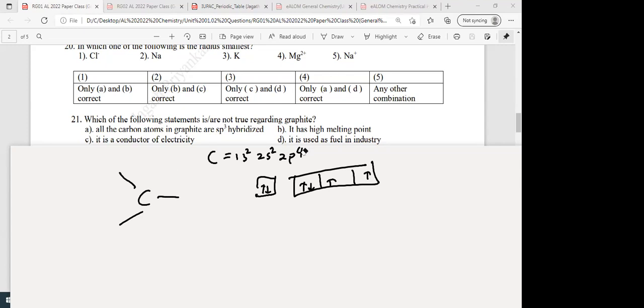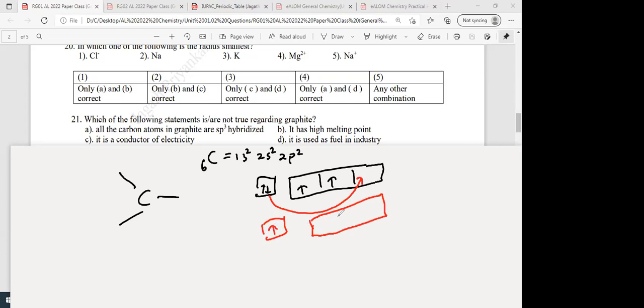It should be 2p2, sorry about that. That should be 2p2, right? Because carbon has atomic number 6, only 6 electrons. So what happened now? To make 4 unpaired electrons, 1 is shifted here. Then you will get 4 unpaired electrons like this.